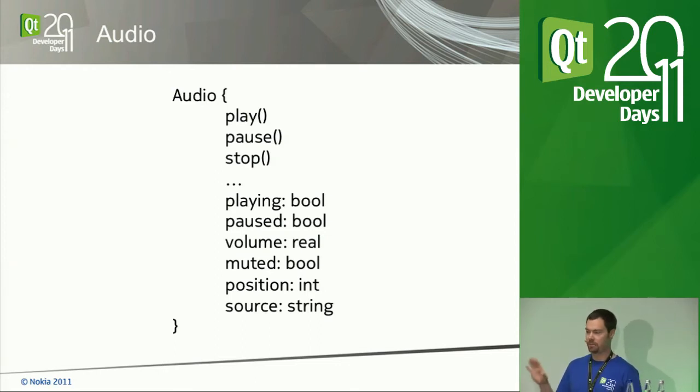For the sake of brevity, I've only shown the playback-related methods and properties here. But there is a whole host of other properties and signals that can be quite useful as well, including a lot of metadata support. The full signature can be viewed on the documentation page, doc.qt.nokia.com, as well as the signature for the other elements I'm going to show.